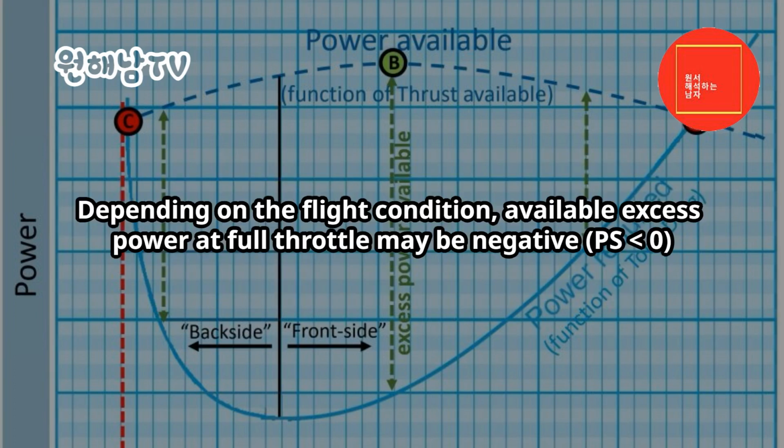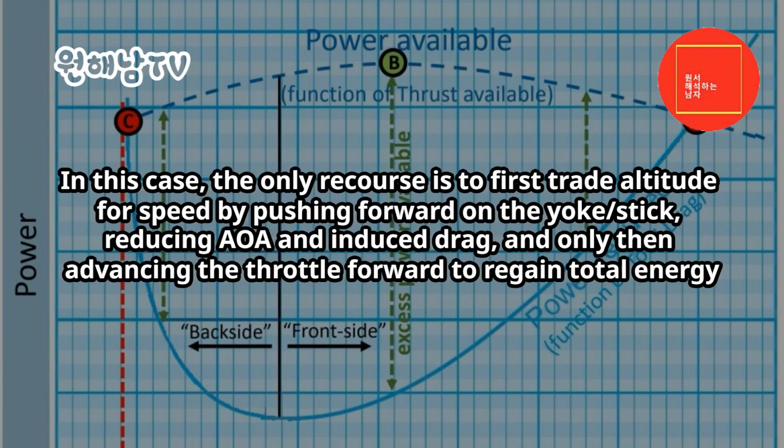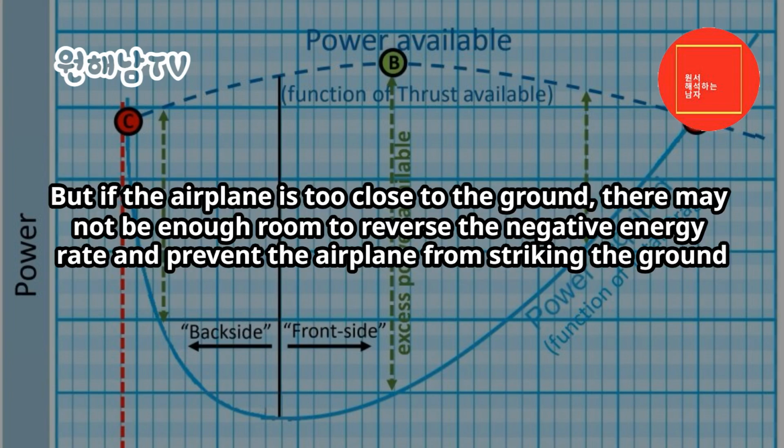Depending on the flight condition, available excess power at full throttle may be negative, Ps less than 0. In this case, the only recourse is to first trade altitude for speed, by pushing forward on the yoke or stick, reducing AOA and induced drag, and only then advancing the throttle forward to regain total energy. But if the airplane is too close to the ground, there may not be enough room to reverse the negative energy rate and prevent the airplane from striking the ground.